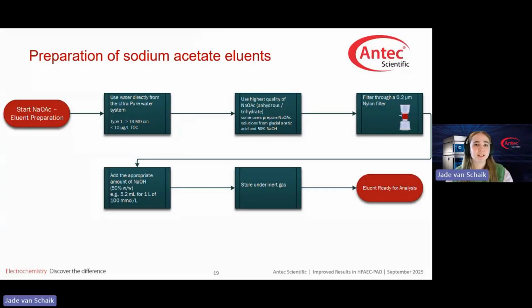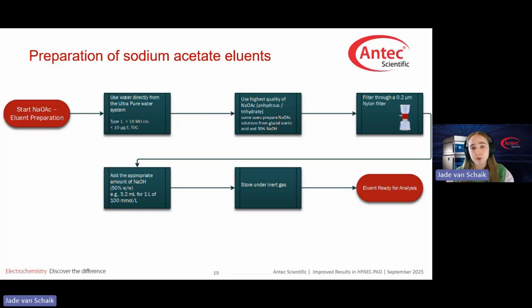Let's proceed to making the sodium acetate eluent. Use high quality acetate and it should be pure white. Any coloration indicates contamination, so do not use it. Adjust the amount of sodium acetate based on whether it's trihydrate or anhydrous. We use trihydrate in our headquarters R&D facility.